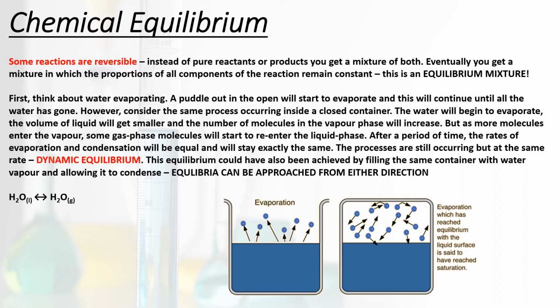Now, this equilibrium of the water vapour and the liquid water could have also been reached by filling the same container with water vapour and allowing it to condense. So it doesn't matter whether we started with liquid water and allowed it to evaporate, or started with water vapour and allowed it to condense. So another key takeaway message is that equilibrium can be approached from either direction.